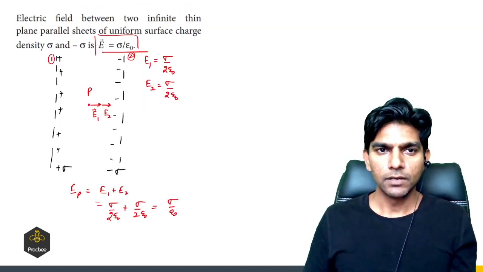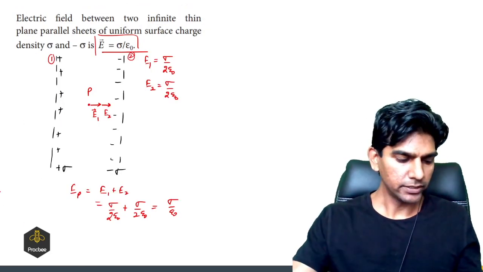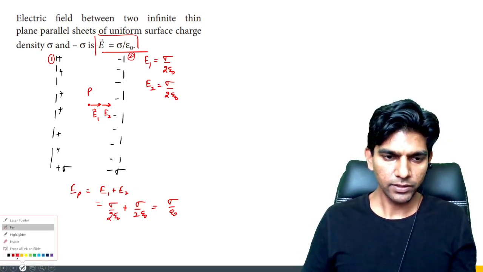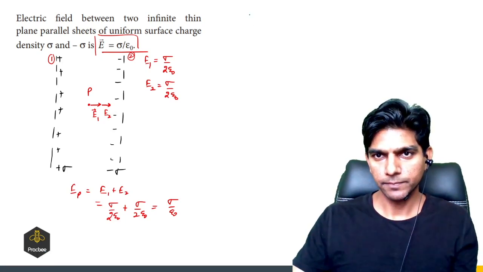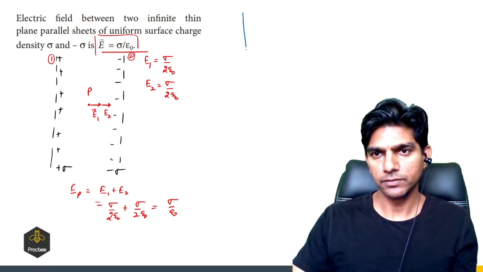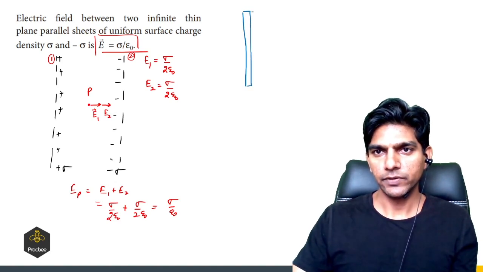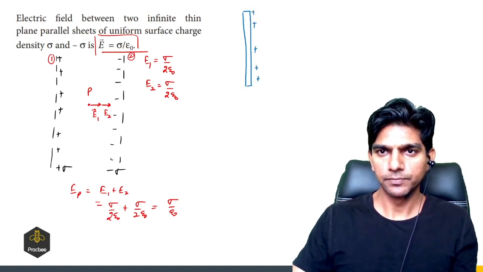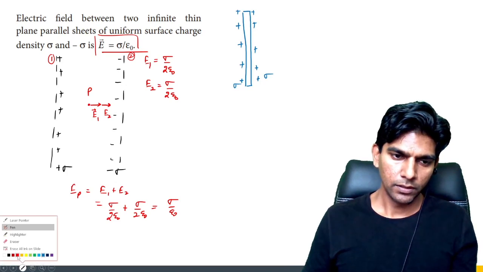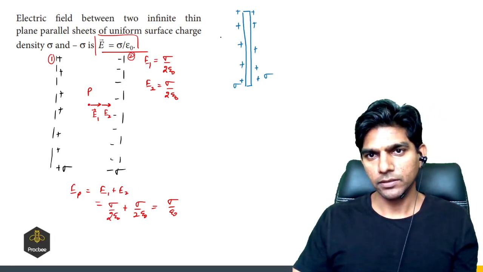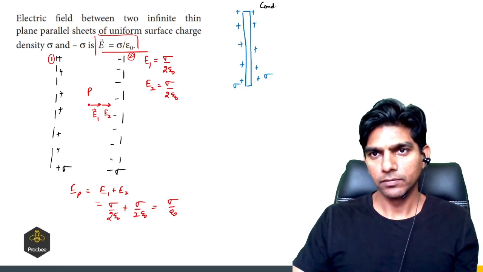Clear? Right. So now let me take one more case. If we are given a conductor, let us say there is a conducting sheet. So this is a conducting sheet, an infinite conducting sheet, which has surface charge density sigma, right? And it's a conducting sheet.